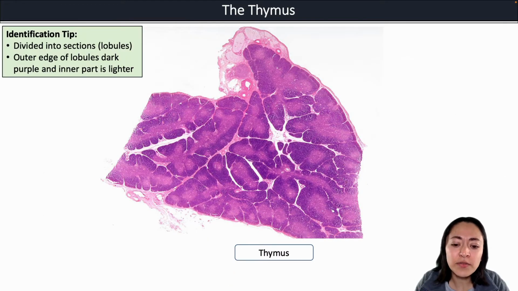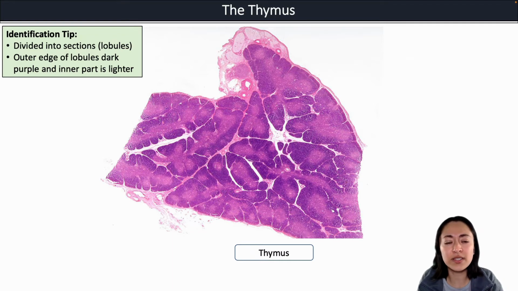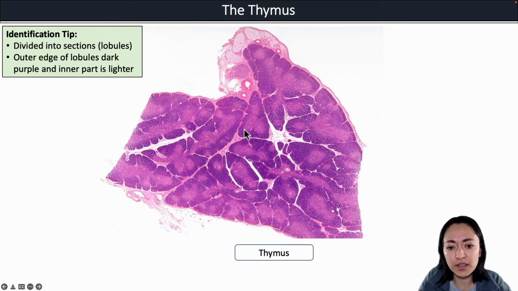Now, when identifying the thymus, that's pretty easy as well because it's divided into sections, which we call lobules. So here you can see the separate lobules or sections. Notice that the outer edge of each lobule is a lot darker, so it has this darker purple to it. And then the inner areas are a lighter purple color.